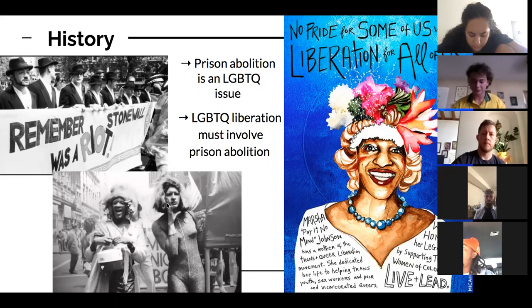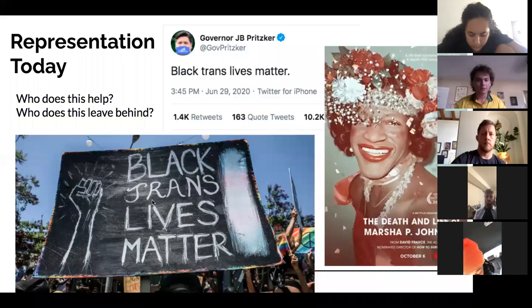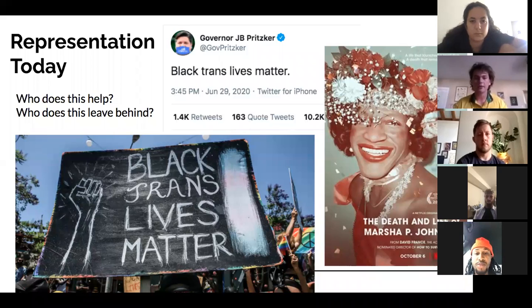And before I move on, I just wanted to open it up for discussion, to talk a little bit about representation today and the mainstream co-option of some LGBTQ movements. A couple examples: Governor Pritzker tweeted Black Trans Lives Matter in June, but he doesn't support defunding the police or closing prisons in Illinois.